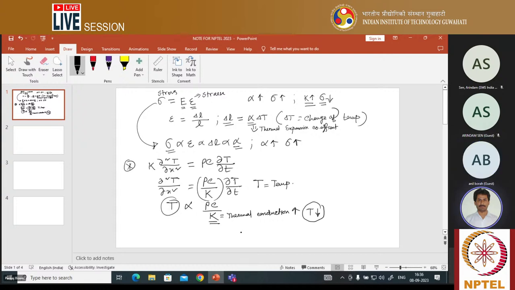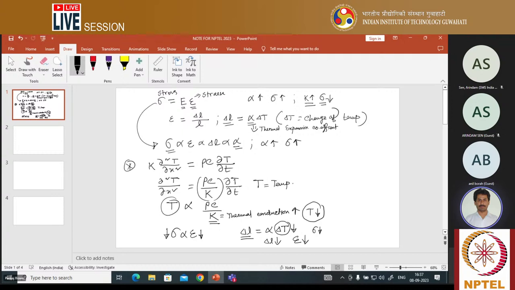So if temperature rise is less, then we know change of length is equal to your thermal expansion coefficient into temperature rise, delta T, correct? So if the temperature rise decreases, then your delta L also will decrease. If delta L decreases, then your epsilon also will decrease. If epsilon decreases, then your stress also will decrease, because stress is directly proportional to strain. So if strain decreases, then your stress also decreases. I think you got the idea.